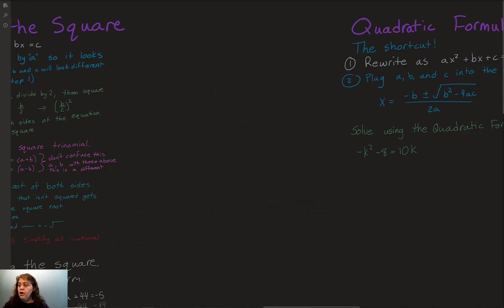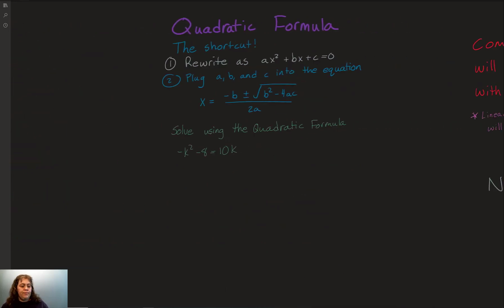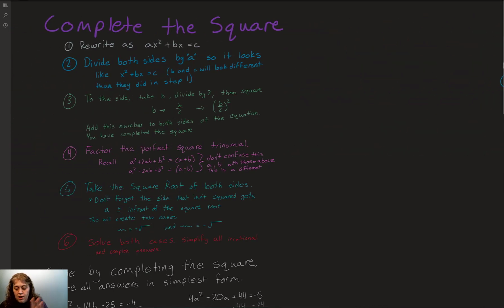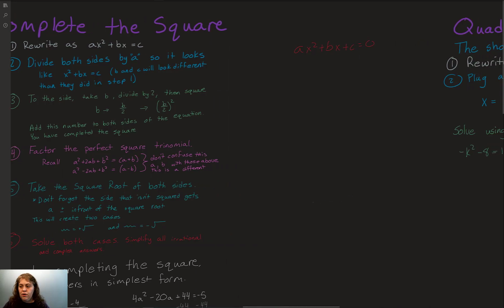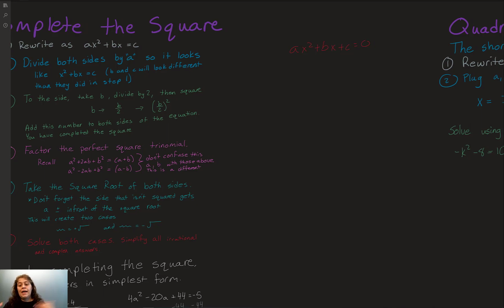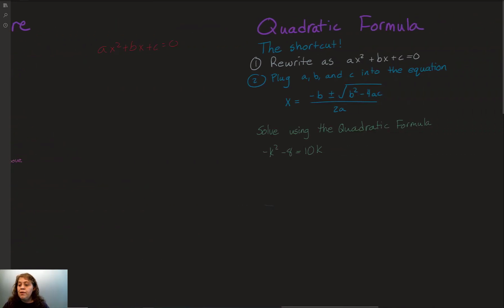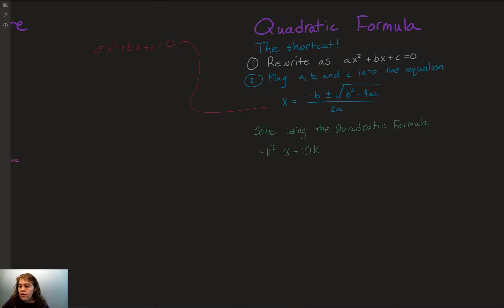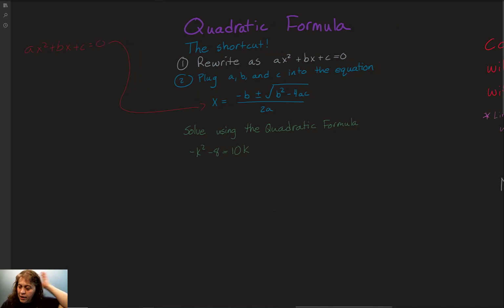All right, the shortcut, because pretty much everybody hates dealing with that wonderful completing the square method. If you take ax squared plus bx plus c equals 0, and you go through the process of completing the square with a, b, and c as stand-ins for the numbers, you end up with this beautiful equation called the quadratic formula. It's actually a formula, not an equation.